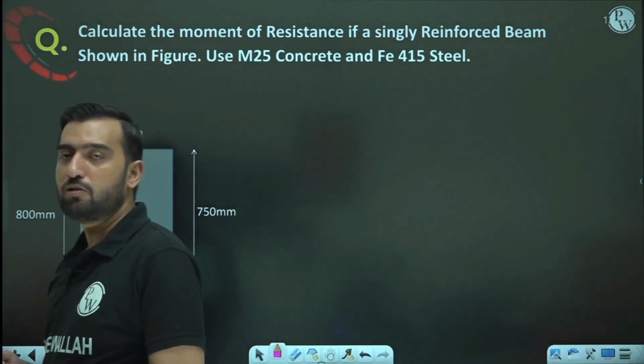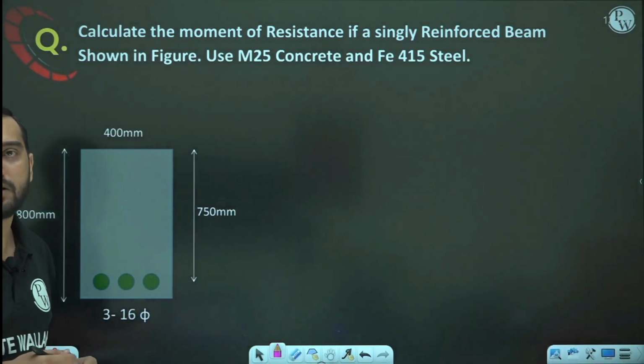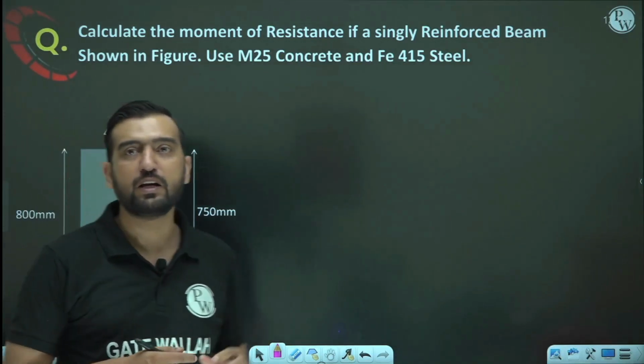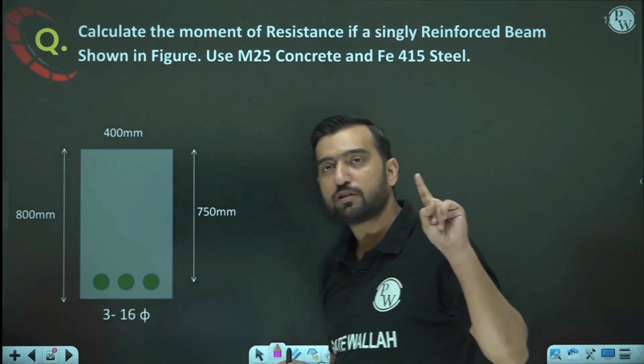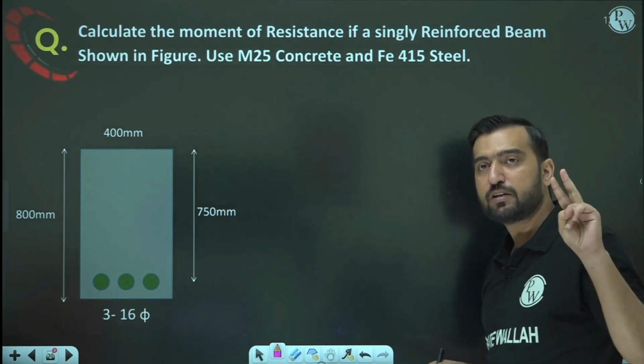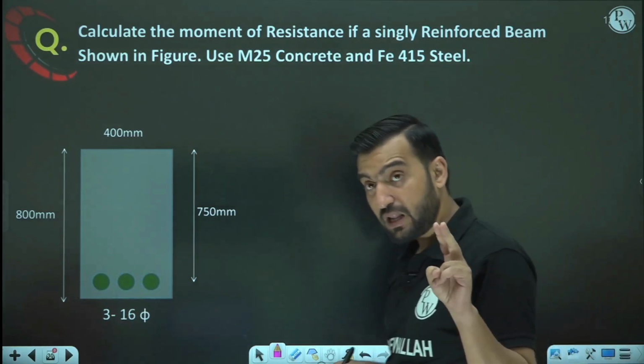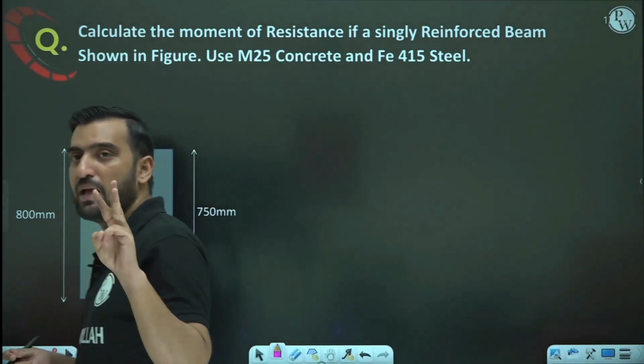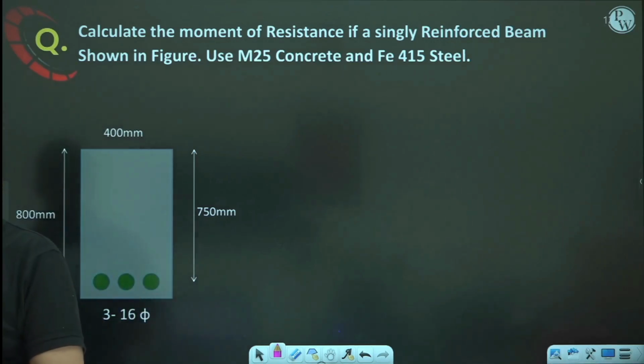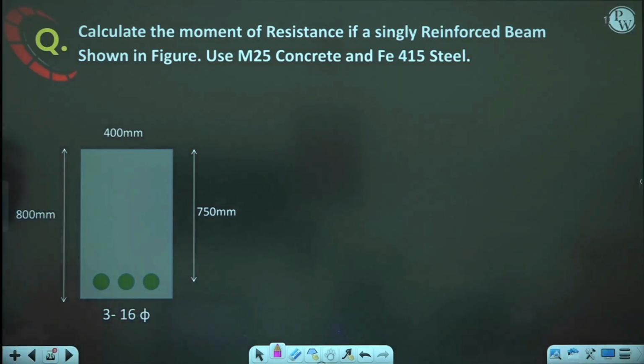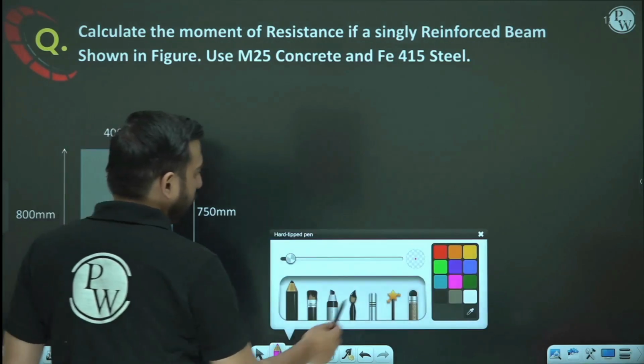Okay. So the analysis of a singly reinforced section is divided into 4 parts. First, calculation of Xu,lim. Second, calculation of Xu. Third, comparison between Xu and Xu,lim. And fourth is calculation of moment of resistance. So my dear friends, let me start with the first step.